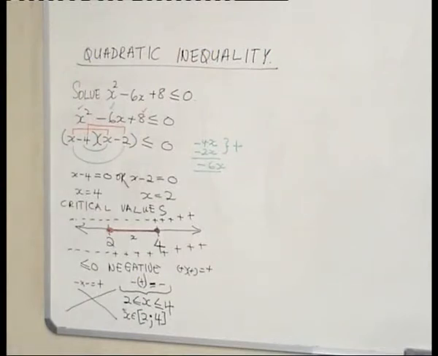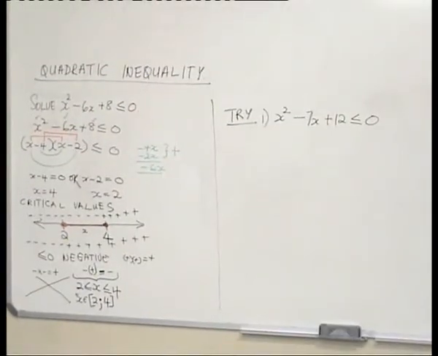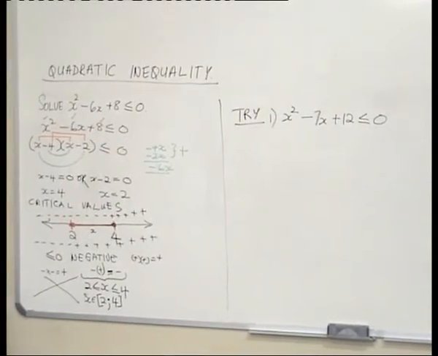The other way is you can draw a parabola, but I will not use that method today. I will just use this method of using a number line. Later on, when we're doing the section on parabolas, we will use the parabola to solve quadratic inequalities. So what you can do is try an example. Try number 1, which is x squared minus 7x plus 12 is less than or equal to 0.